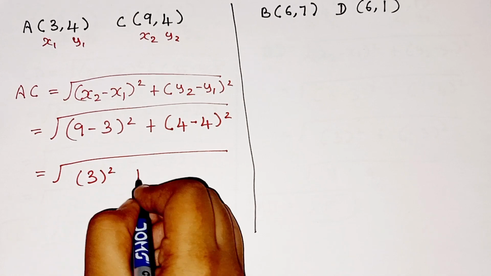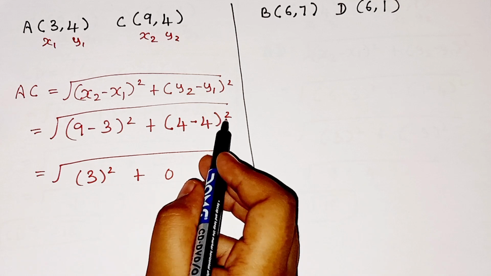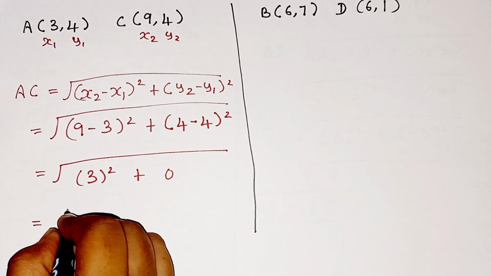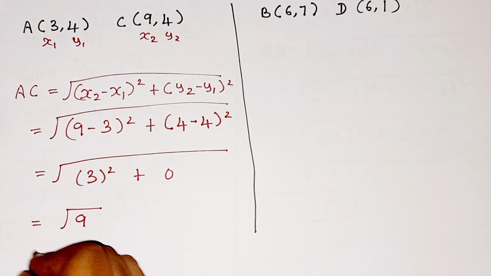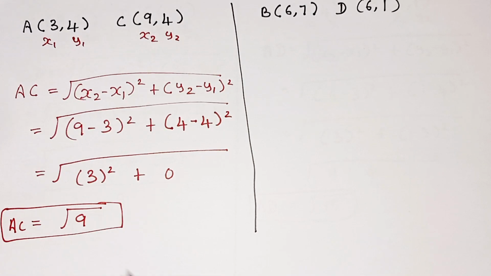That is 3 the whole square plus 0. Here 4 minus 4 is 0, 0 the whole square, of course you know it is 0. So 3 square is 9. So what is the AC value? The AC value is root 9. Now let us find the BD value.